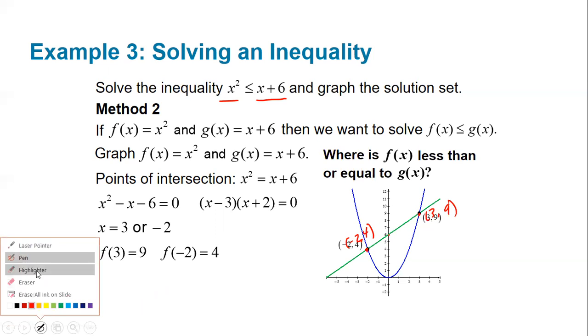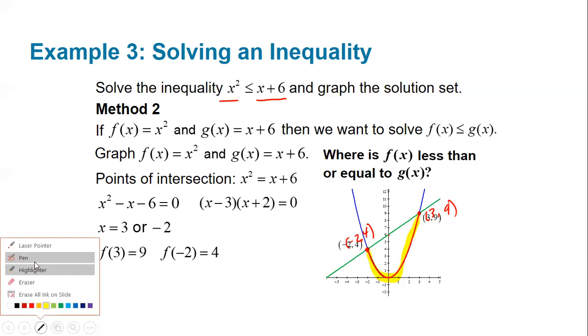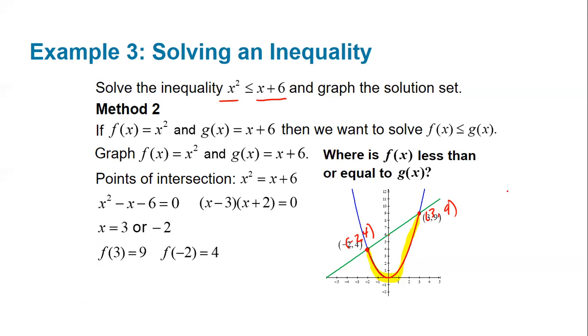Well, let's highlight it. So the blue is below the green from here to here. Does that make sense? And so therefore, our solution is still where? It's still between -2 and +3. Okay, so that's how that would look.